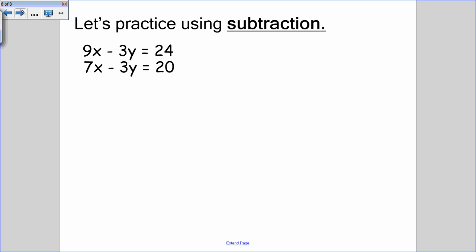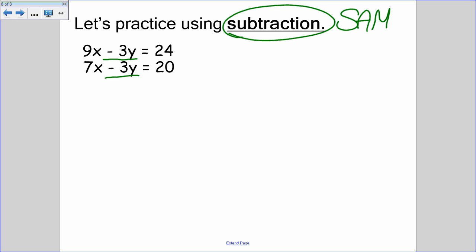All right, sometimes you will not see opposites when you get your equations. Okay, you will see things that are similar but not quite opposite. Okay, in this case, I see negative 3y and negative 3y. Okay, my coefficient is the same number. To eliminate, we need opposites, right? So we're going to have to use subtraction. Okay, you always use subtraction when you have the same coefficient. Okay, you're going to have a positive and a positive. You're going to have a negative and a negative.